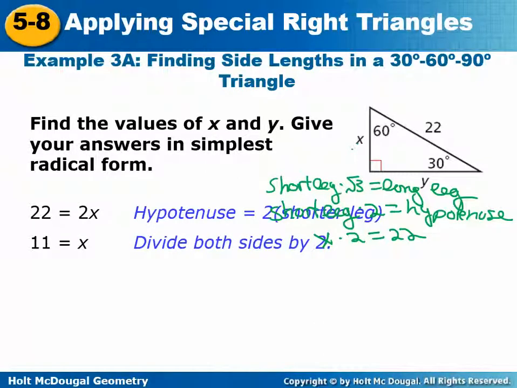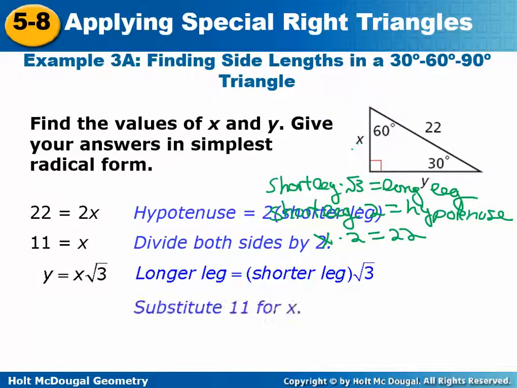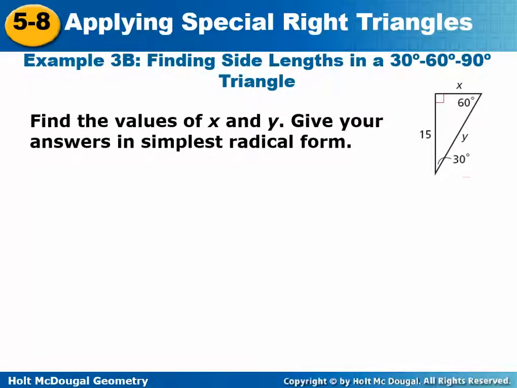Now that I know the short leg of 11, I can multiply that by the square root of 3 in order to get the long leg. And now I found everything I need to find. So I've got 11 square root of 3 for the long leg, and I've got that the hypotenuse is 22. Okay, let's look at another example.